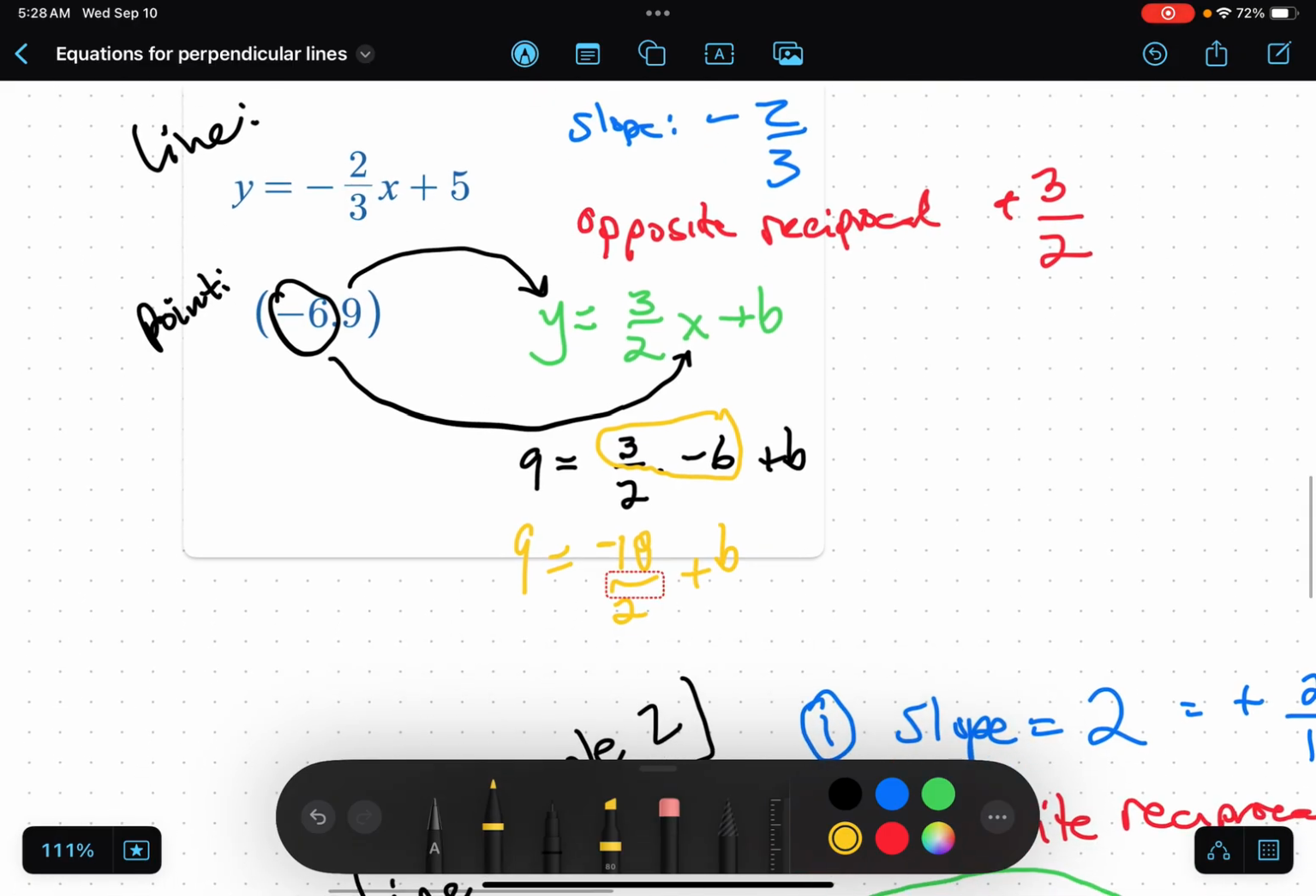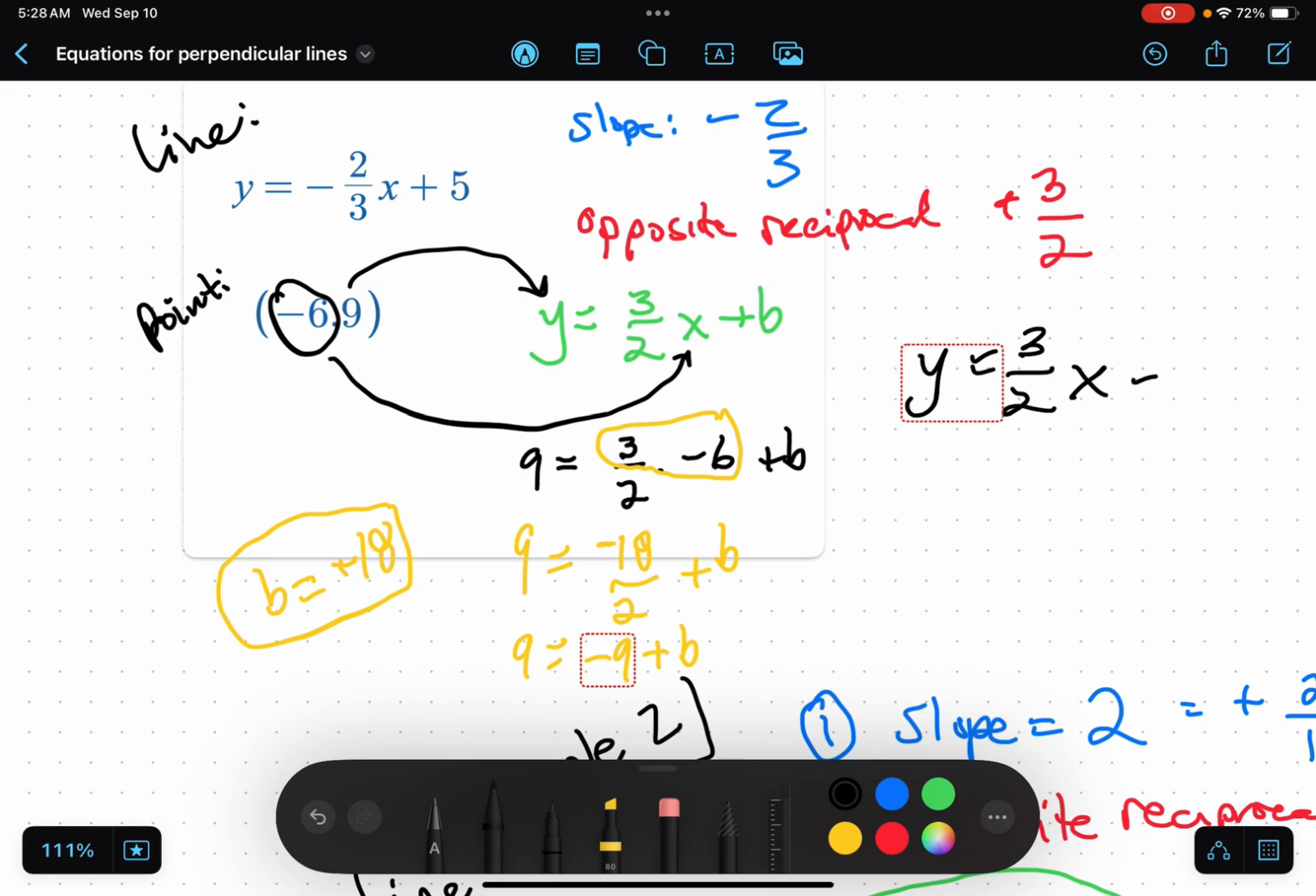And so what am I going to end up with here? 9 equals negative 9 plus b. So b equals positive 18. So last but not least, let me just write out my equation using my opposite reciprocal slope. y equals 3/2 x plus 18.